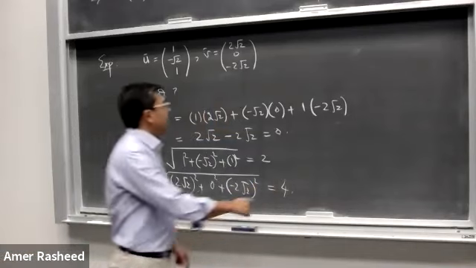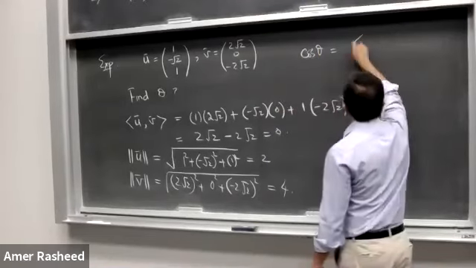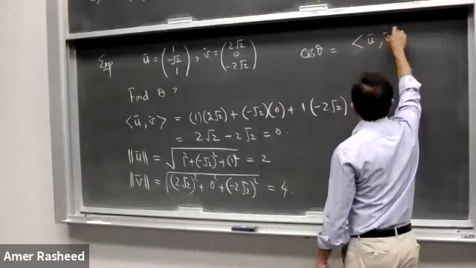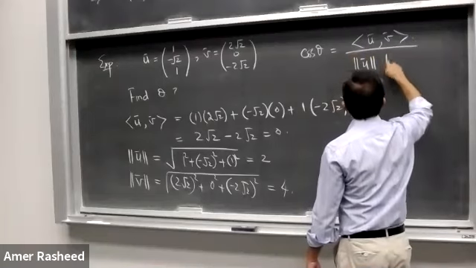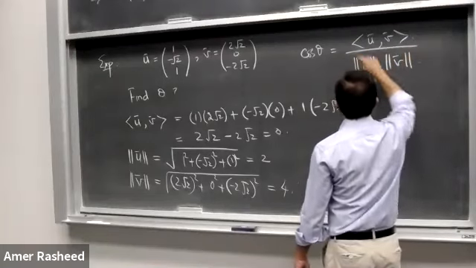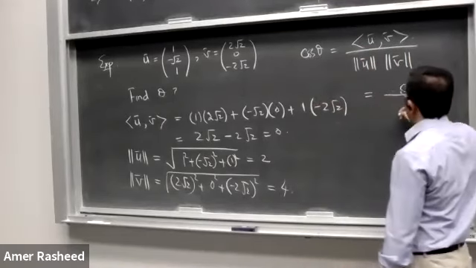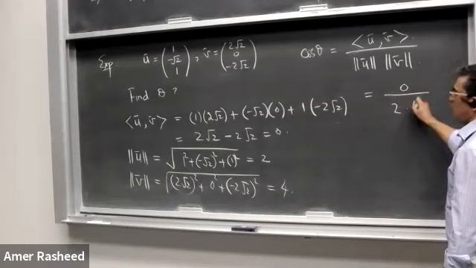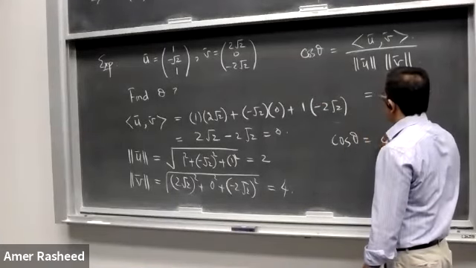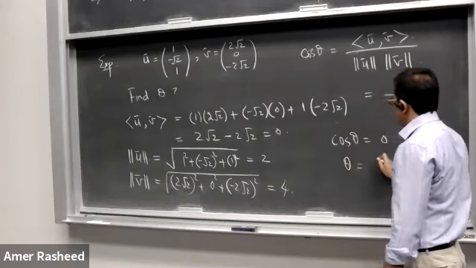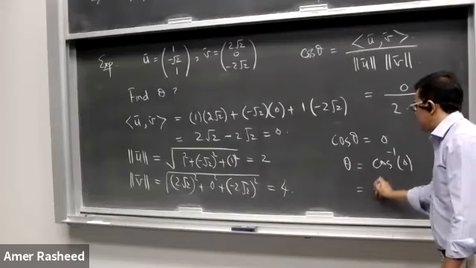Now, as we know, the cosine of theta is the inner product of u and v divided by norm of u times norm of v. As the numerator is 0, whatever we have in the denominator, it will be 0. So cosine of theta is 0, and theta is cosine inverse of 0, and it is pi by 2.